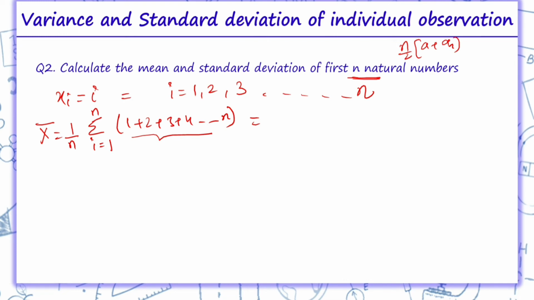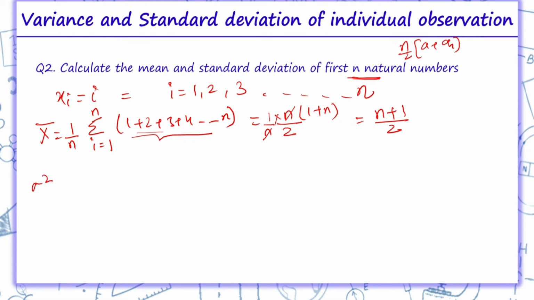So here we'll write its formula, n by 2. N is already here, which is 1 by n, times (a plus an), which is 1 plus n. So this n and n will be cancelled out, giving n plus 1 by 2. So this is the mean we calculated.